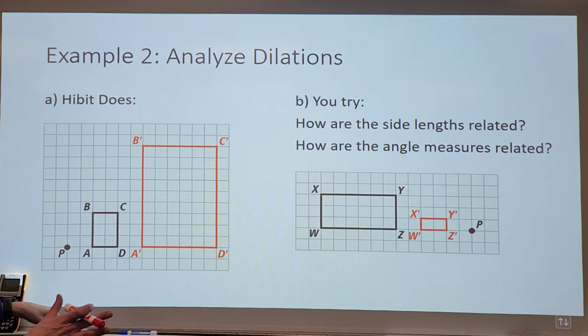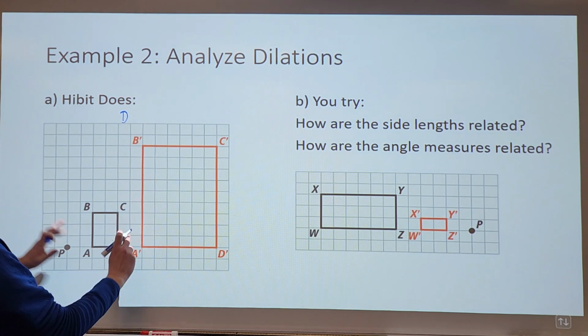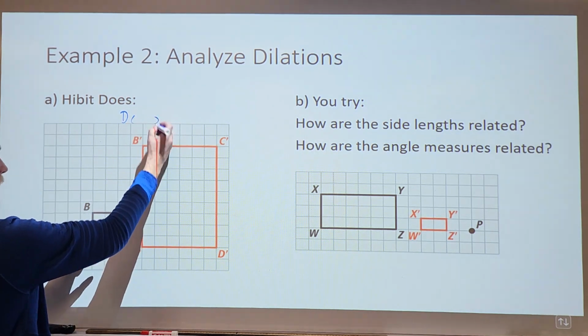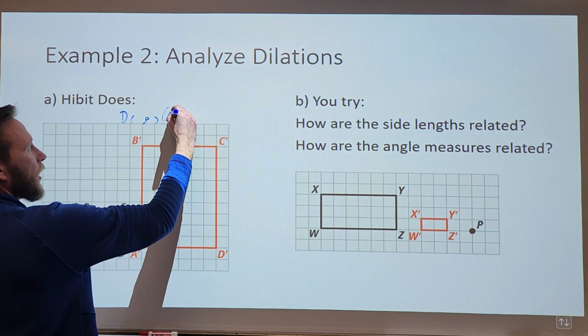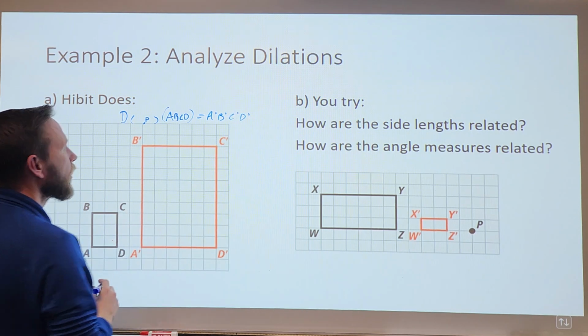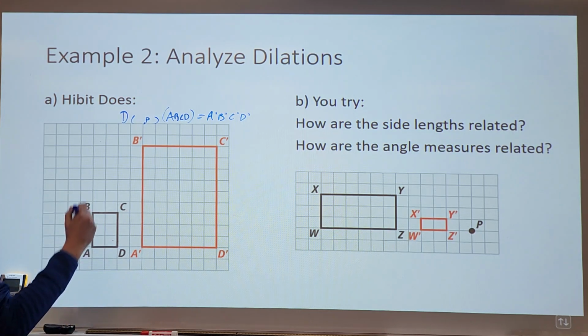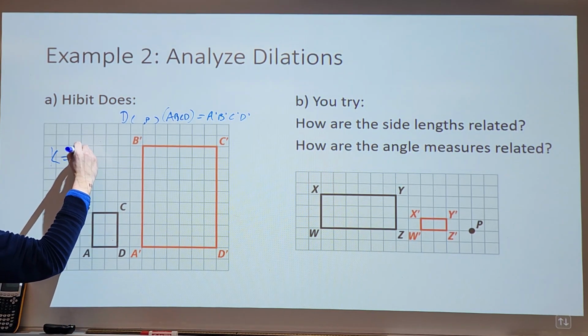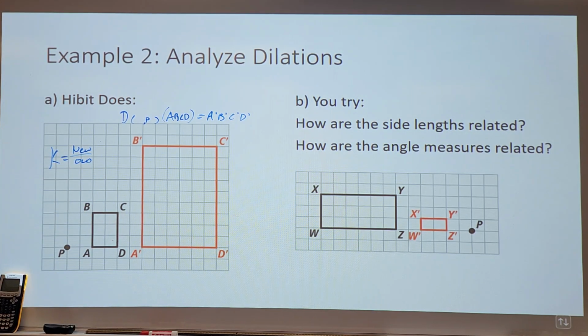So, let's think about these dilations. What we want to do is analyze this to figure out what our dilation is. Here, I know that we are dilating by some amount, a number bigger than 1, about point P, of A, B, C, D, which is going to give us A prime, B prime, C prime, D prime. Now, to find out what that K value is, we are always going to do new over old. New over old. That's just a healthy way to remember things.